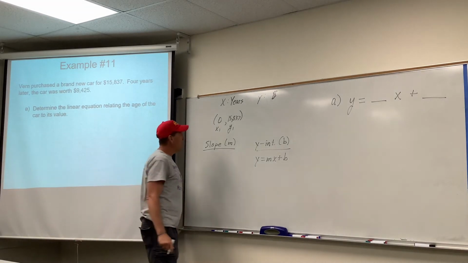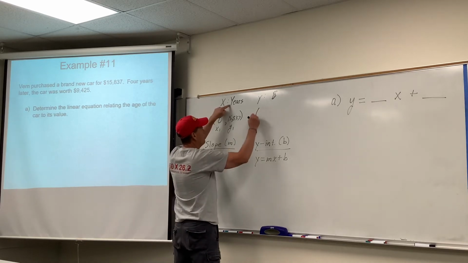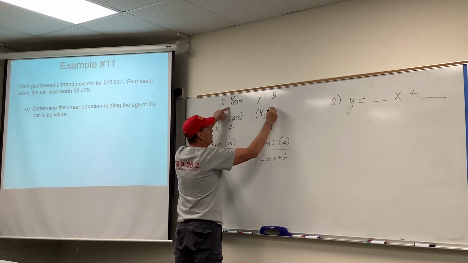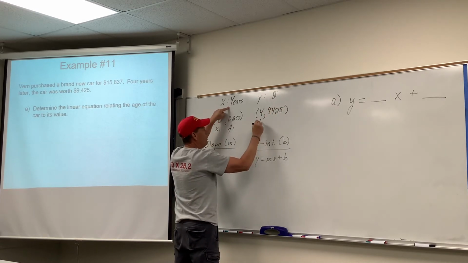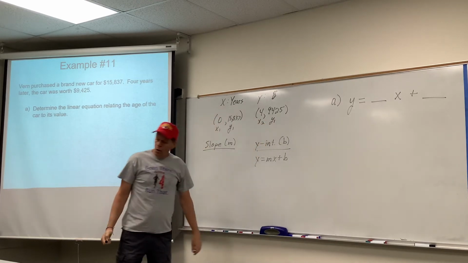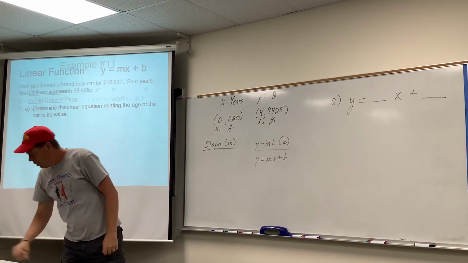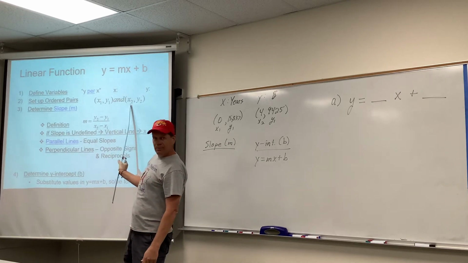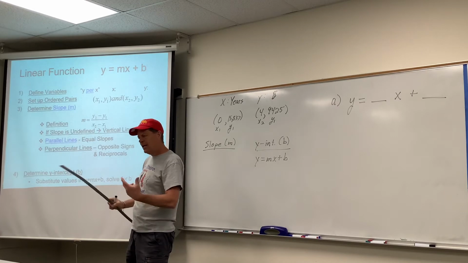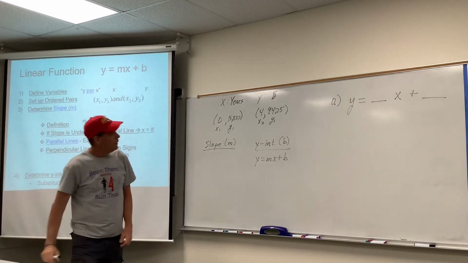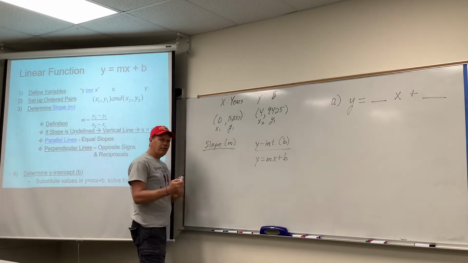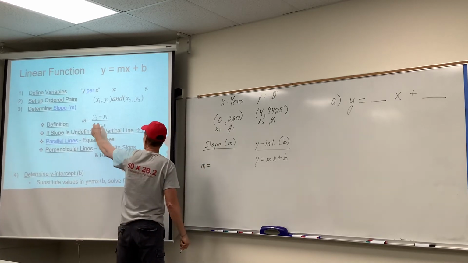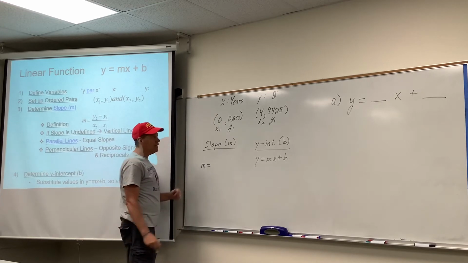All right, and if we keep reading, the second sentence then says, 4 years later, it was worth $9,425. And wouldn't that be an x2, y2? So I'm thinking the logic on this one would be more along the lines, two ordered pairs, wouldn't it? That's what's happening here. And so you got to read the question and figure out what information is given to you.